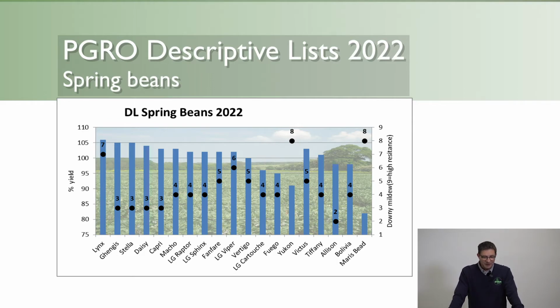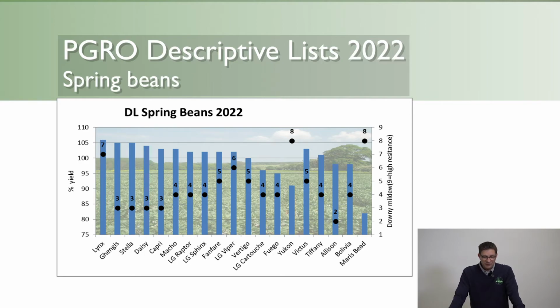Lynx, after being in second place on the 2021 descriptive list, jumps back to the top of the list for 2022. It's had a particularly good year and tops the yield rankings at 106%. But this is closely followed by Genghis and Stella at 105%, Daisy 104%, and Capri and Macho at 103%.